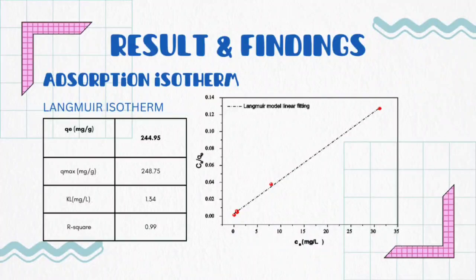The R-square values, ranging from 0.677 to 0.98, suggest a reasonably good fit for the Langmuir model. The higher the R-square value is, the closer it is to unity or 1, which indicates an excellent fit between the experimental data and the Langmuir equation.